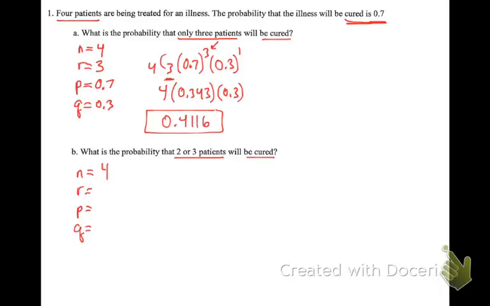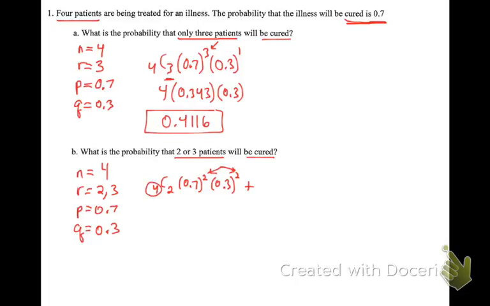Our N is still 4. Now our R is going to be 2 and 3, indicating that we're going to have 2 terms we're adding together. Our probability of success, our P value, is 0.7 and our failure rate is 0.3. So we set up the probability by saying 4C2, 0.7 to the second, 0.3 to the second. Notice these 2 exponents add up to the 4.